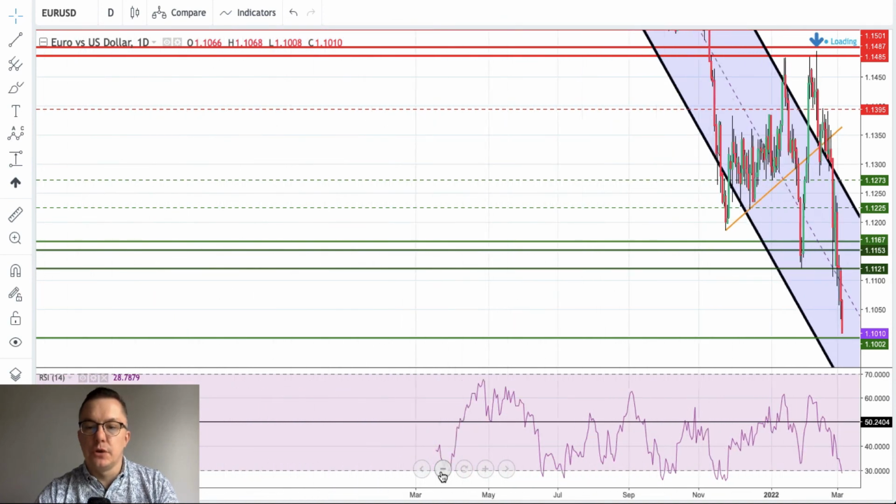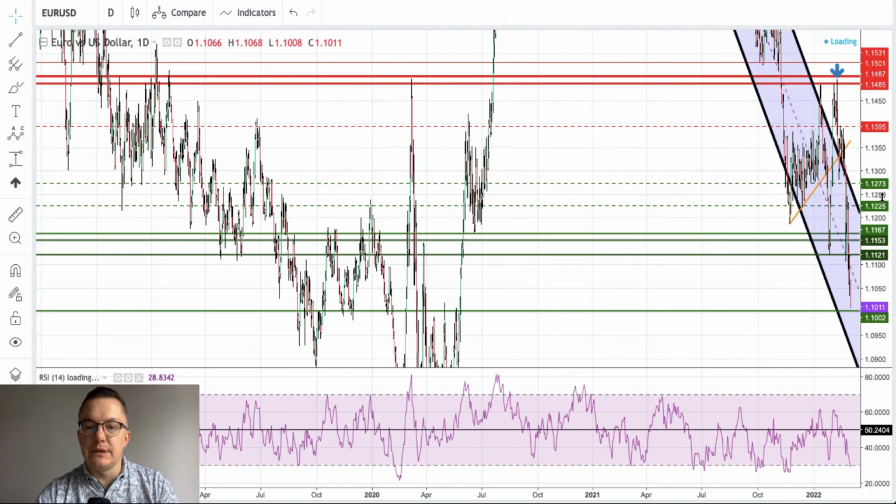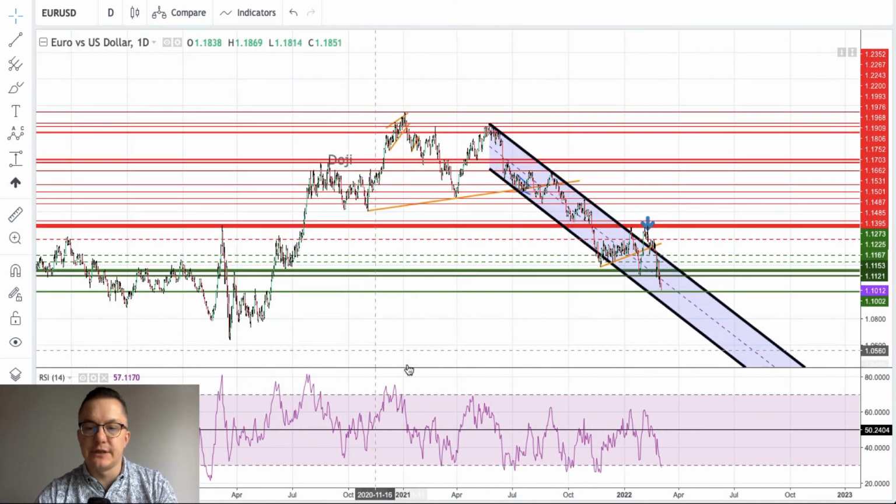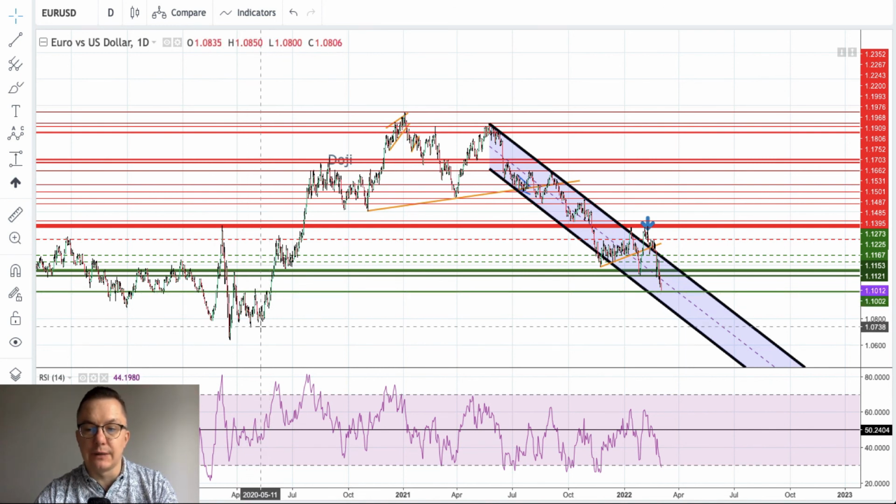Let me just zoom out and show you what I mean. This level here that you see was the last long-term technical support from 2020 for the euro dollar. Now we are testing this level, 1.1, which was last seen at the end of May 2020. If we break below 1.1, then we can go as low as 1.0738, and this level was last seen in April 2020.